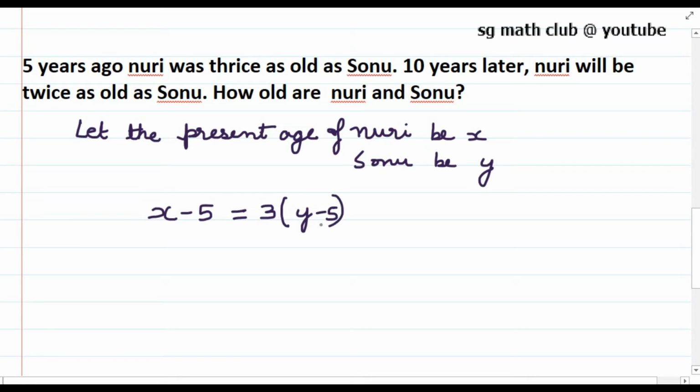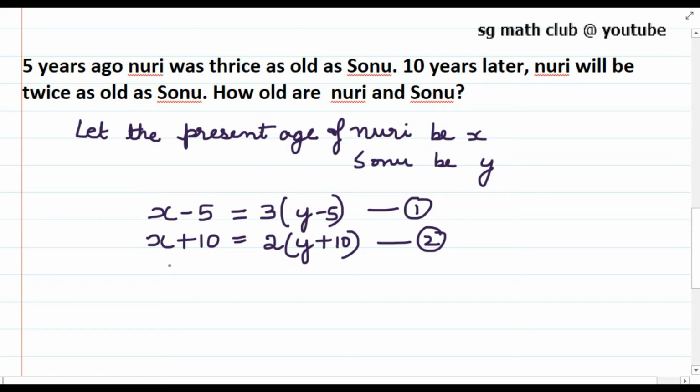His age also we need to subtract before because it is 5 years ago. Now, the next equation you will frame. So, let this be the first equation. 10 years later means X plus 10. Nuri's age 10 years later, X plus 10, will be twice as old as Sonu. So his age will be Y plus 10. So this is our second equation.